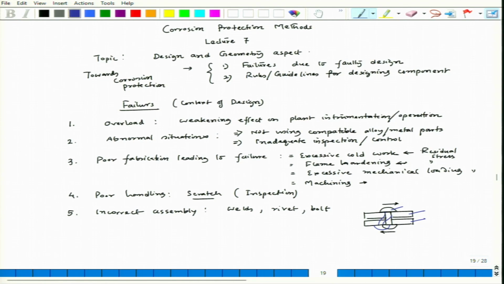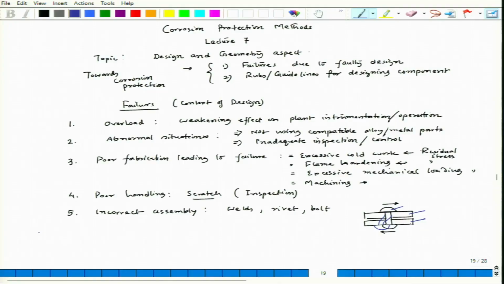as well as those two segments which are to be fastened. Their material should be as close as possible in the galvanic series. And even if that is not possible, there should be proper insulation between two different materials. So, we will talk about that part in greater detail when we see some of the case studies and some of the examples.